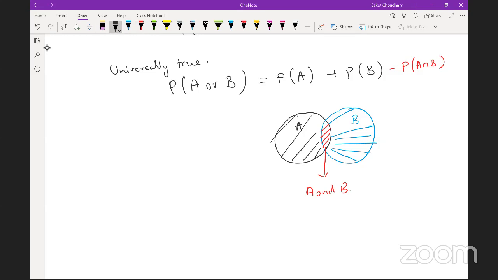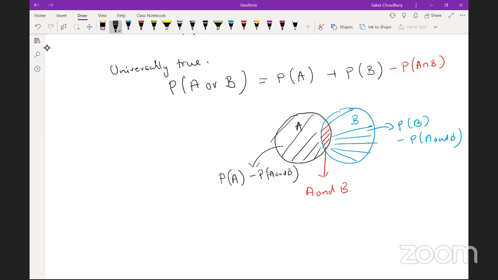If you have not been able to understand why we subtract, that's essentially because this black area is what? This is the entire probability that A happens. I'm only counting the black area, so I need to subtract the red area. So this is PA minus P(A and B). So let's be consistent with the colors. This area is PB minus P(A and B).